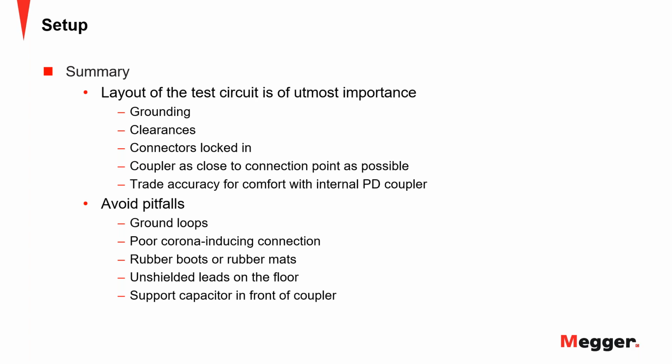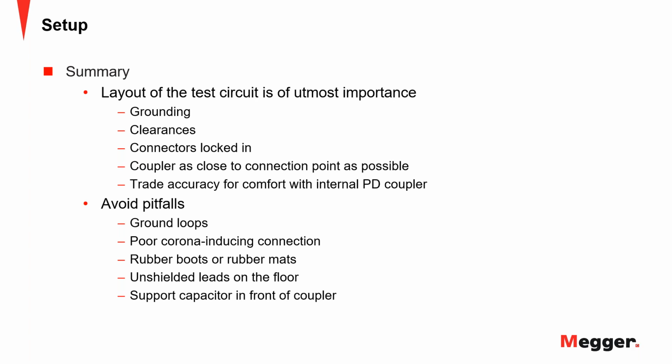Avoid pitfalls. You just saw ground loops, corona by making a poor, edgy connection with sharp edges. Avoid using rubber boots to cover adjacent parts or rubber mats. It's better to have clearance, 15 to 20 centimeters, so 2 to 8 inches, depending on the voltage level and how tight it is really in the cubicle.